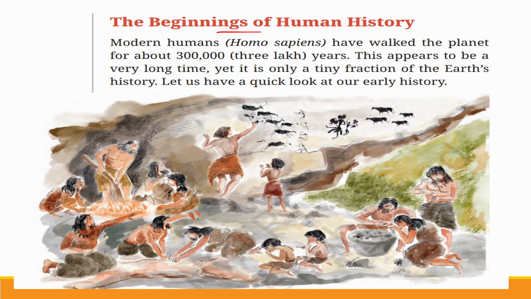The beginnings of human history. Modern humans, Homo sapiens, have walked the planet for about 3 lakh years. This appears to be a very long time, yet it is only a tiny fraction of the Earth's history. Let us have a quick look at our early history. So, modern humans called Homo sapiens have walked the planet Earth for about 3 lakh years. This appears to be a very long time, but it is only a tiny fraction of the Earth's history.